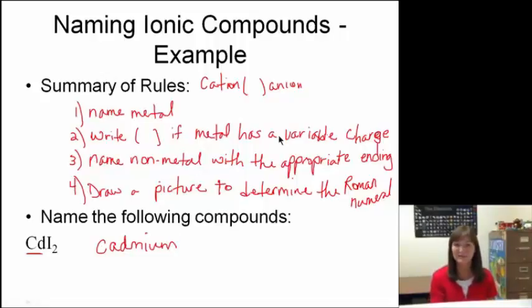Step 2 says write parentheses if you need it, and it doesn't need it, so I'm going to skip writing the parentheses. Next, name the nonmetal with the appropriate ending. My nonmetal is iodine, which I'm going to change to iodide. I'm going to change the ending to IDE because I just have iodine there. Okay, and I can skip step 4 because I didn't need Roman numerals.